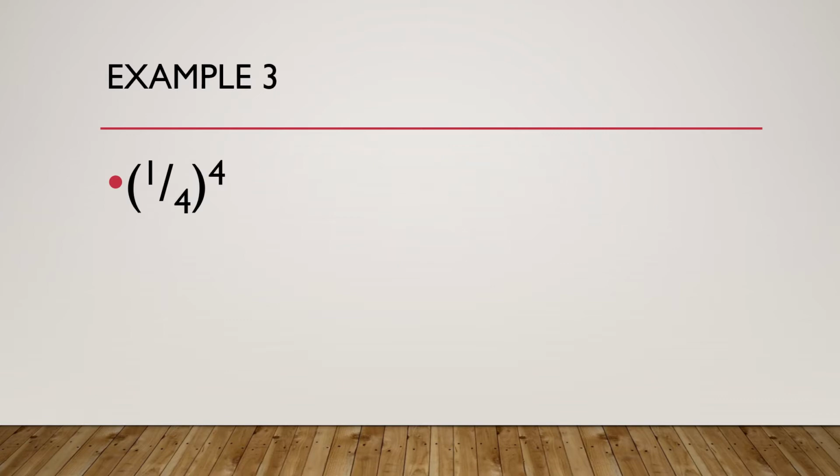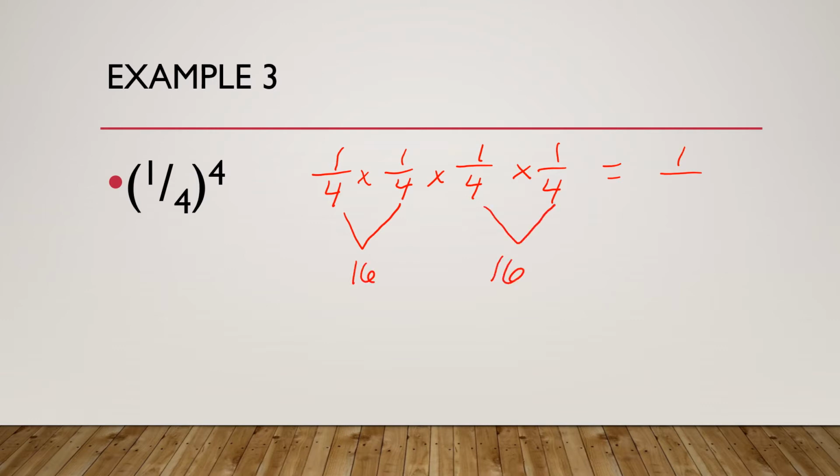Okay, we're going to try 1/4 to the 4th power, so 1/4 times 1/4 times 1/4 times 1/4. So 1 times 1 times 1 times 1 is 1. And then we've got 4 times 4 here, which is 16, and 4 times 4 here, which is 16. But we still need to multiply 16 times 16. You need to make sure you know how to do this multiplication because you will not have a calculator today.